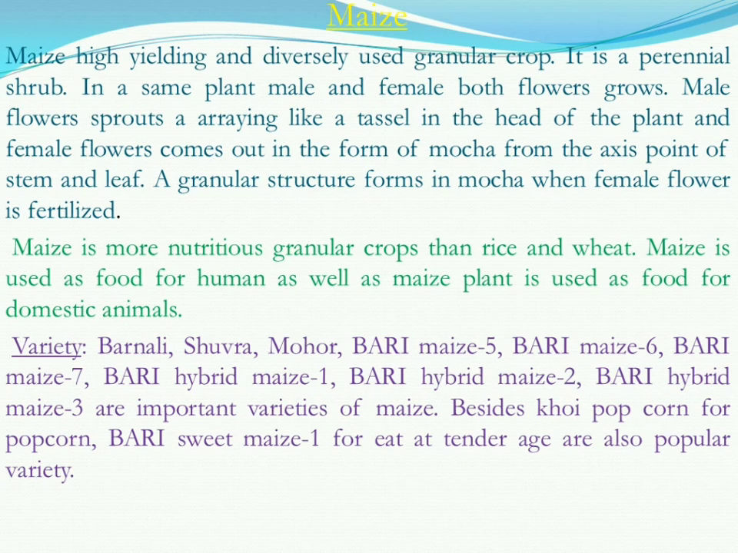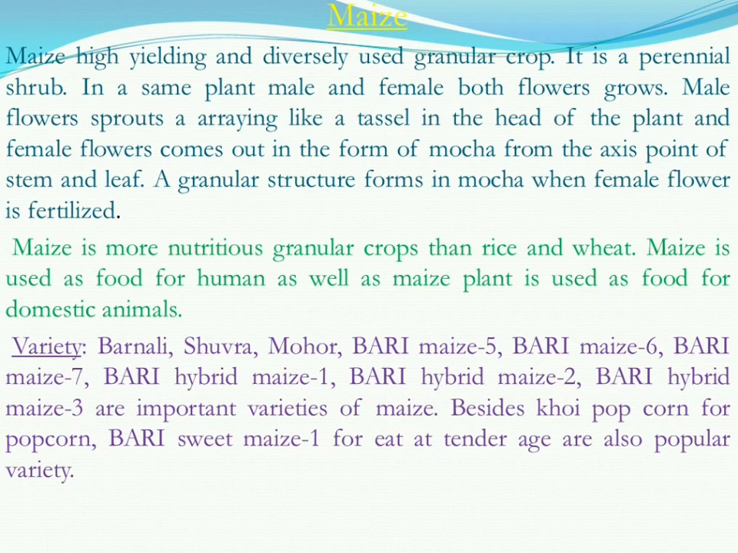Now let us see how many varieties of maize are obtained in our country. There are Barnali, Shubra, Mohor, Bari Maize 5, Bari Maize 6, Bari Maize 7, Bari Hybrid Maize 1, Bari Hybrid Maize 2, Bari Hybrid Maize 3 are important varieties of maize. These are all important varieties. Besides that, Khoi popcorn we take for popcorn, and Very Sweet Maize 1, this variety is usually used as baby corn.